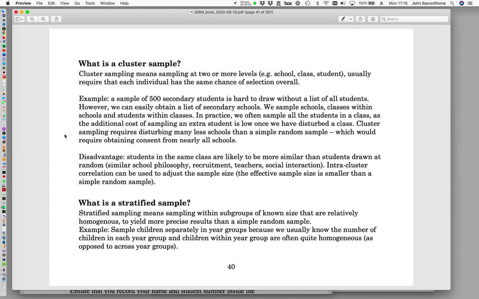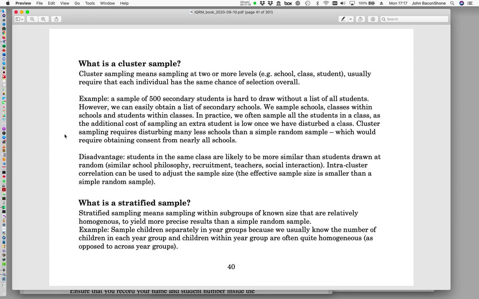So this actually, in that sense, is much more convenient from the point of view of the researcher, because you don't have to deal with so many schools, you don't have to deal with so many classes in order to get your sample size. So what's the problem? Well, there is a disadvantage. Students in the same class are likely to be more similar than students drawn at random.